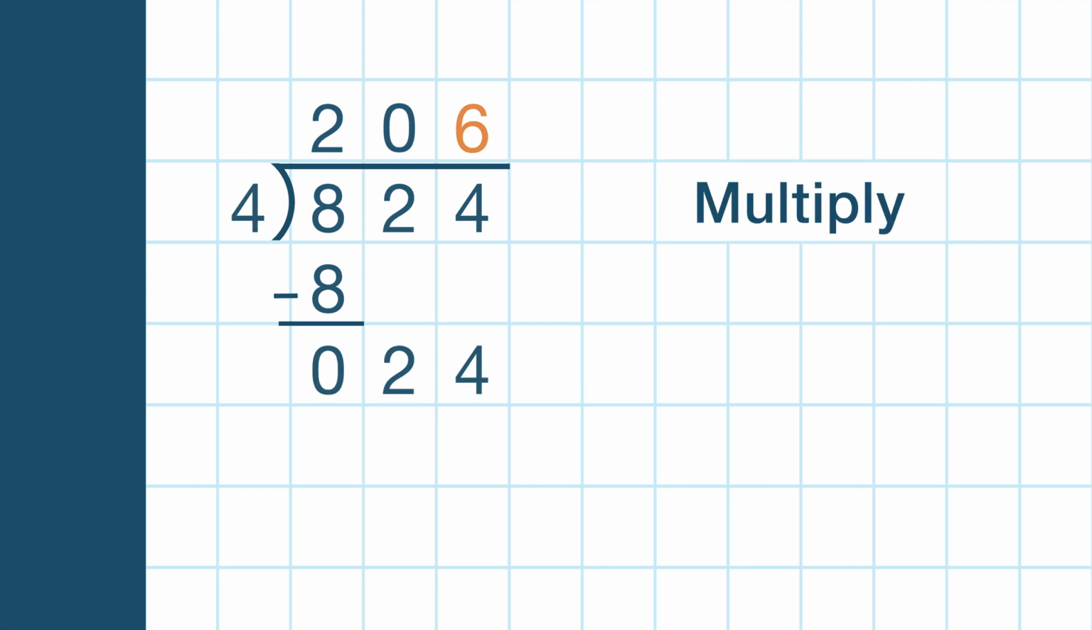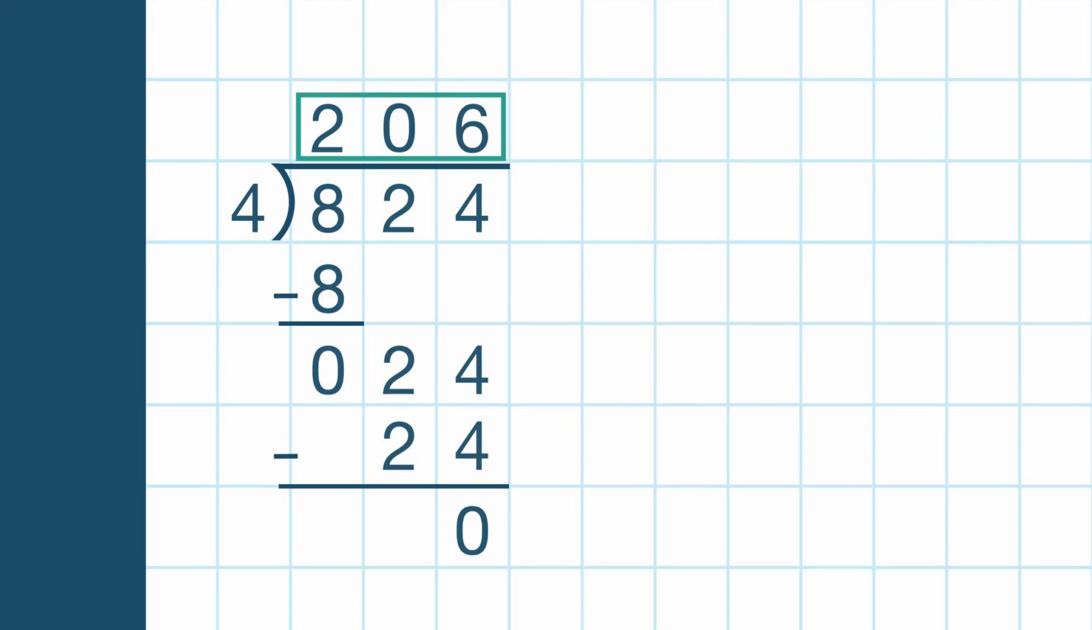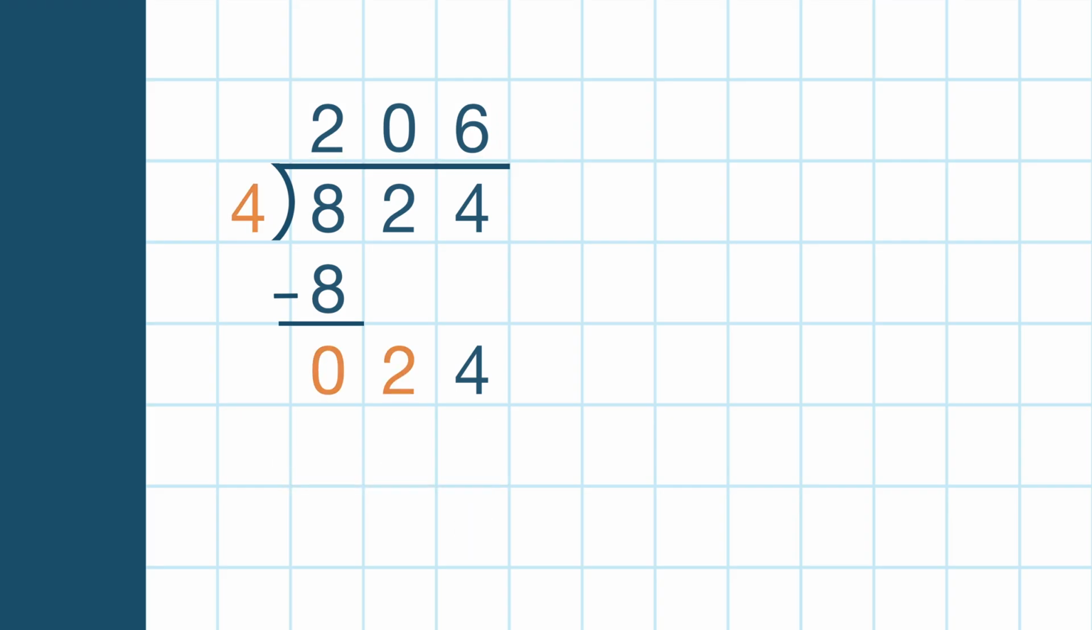Multiply. 6 times 4 equals? It's 24. Subtract. 24 minus 24 is? Yes, 0. There is nothing left to bring down. The quotient is 206. When the divisor is too large for the number you're working with, write 0 in the quotient. Then bring down the next digit and keep dividing.